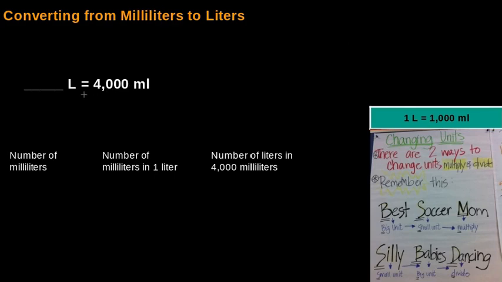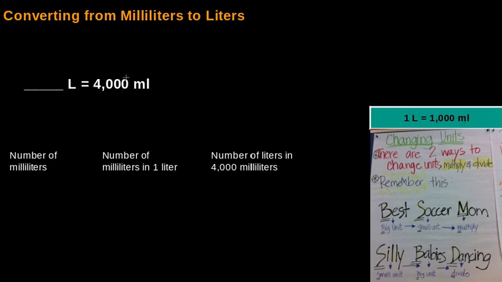Welcome back. Okay, our units here are liter and milliliters. How many liters can we find in 4,000 milliliters? What's the relationship? 1 liter equals 1,000 milliliters. Which unit is the big unit? Liter. The unit with 1 is the big unit. Which unit is the small unit? Milliliters. And then you come back to your question.